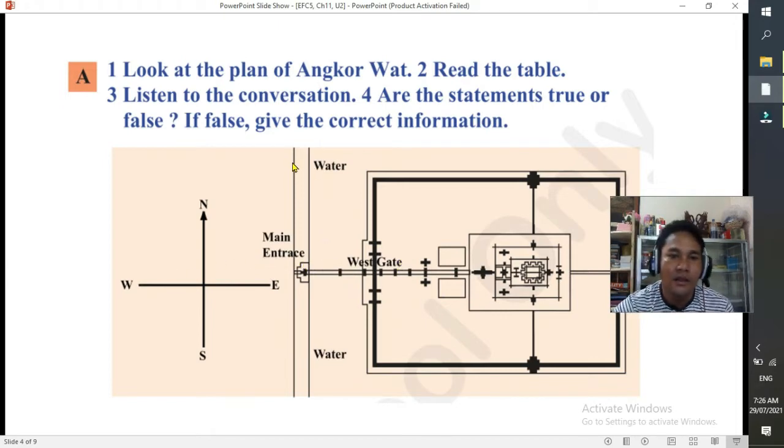Okay, and this is the water in the river, right? The water, we can say the bridge. And this is the west gate. After you cross the main entrance, you have to enter the west gate.